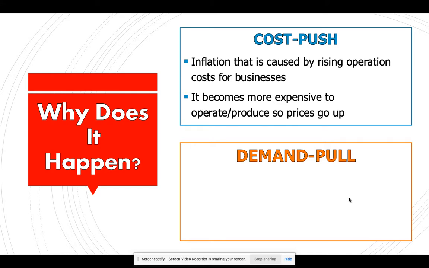Some examples of what this could be: if the state or the federal government raises minimum wage, then every business who pays minimum wage will have to raise the amount of money they're paying their workers. That's a higher cost to operate, so they would have to raise their prices to cover that. If gas prices increase, that's going to lead to higher prices because all businesses, in some way, shape, or form, pay for transportation or pay for the use of gas. So they would have to increase prices to cover the cost.